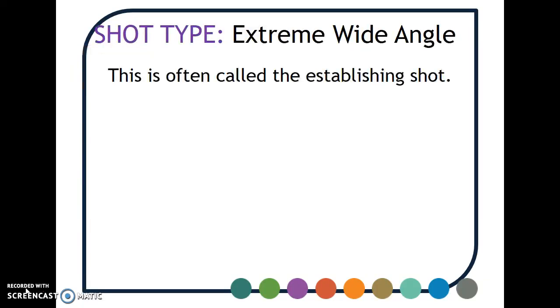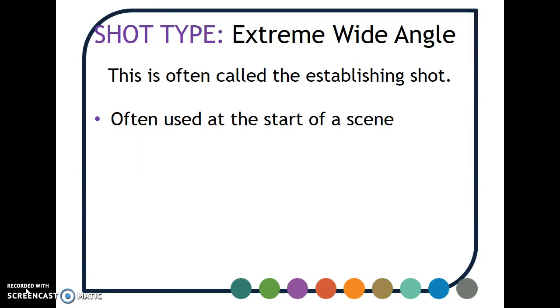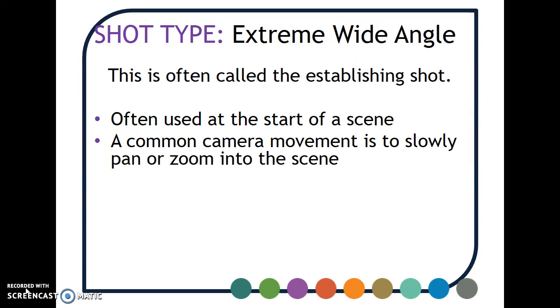You've got the extreme wide angle shot. It's often called an establishing shot. It's often used at the start of a scene or at the start of a film, and it's used to set that scene. A common camera movement that goes with it is to slowly pan or to zoom into the scene, to show that you've come from this angle and you're moving into where the action's taken place.